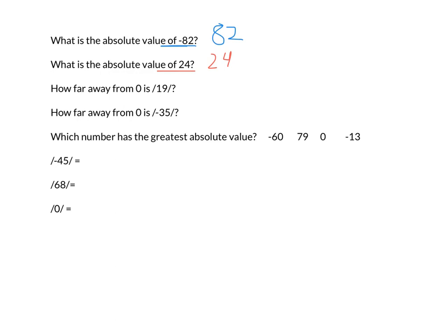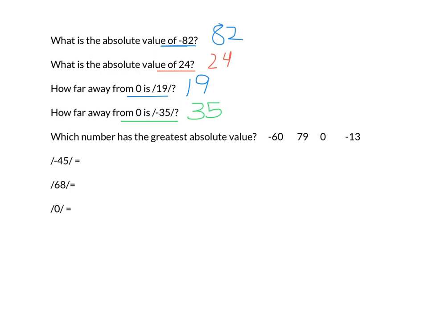How far away from 0 is the absolute value of 19? That would be 19 spaces away from 0. How far away from 0 is the absolute value of negative 35? Well, that would be 35 spaces away from 0.